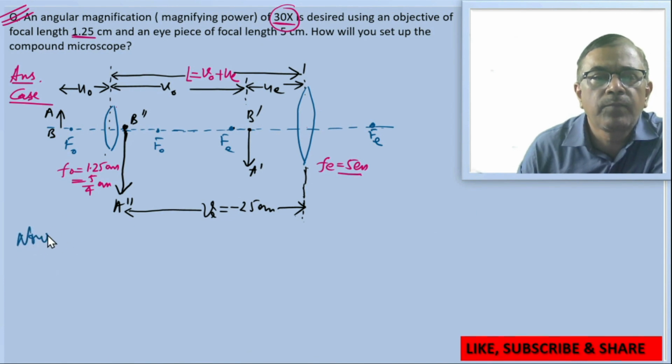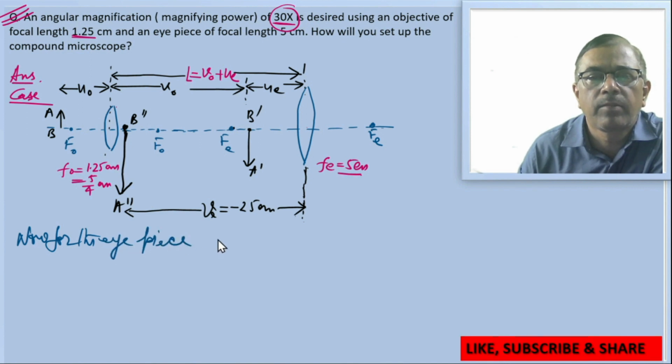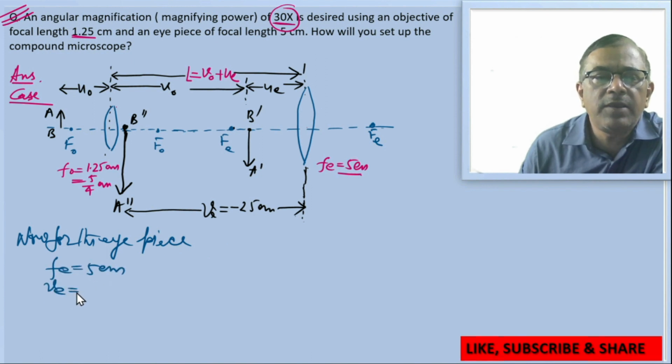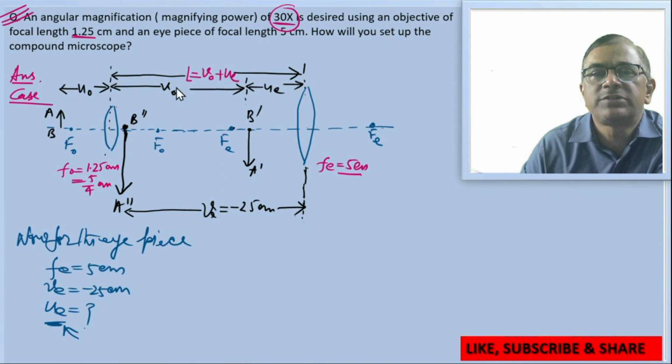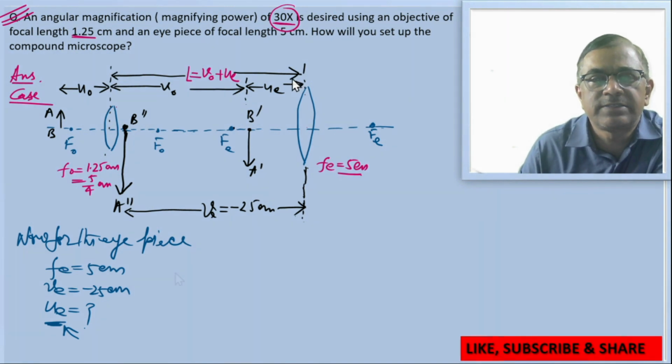Now for the eyepiece, FE equals 5 centimeter, VE equals minus 25 centimeter. Let's try to calculate how much should be the UE. So why am I interested in knowing UE? The reason being, we also want to find out the separation between the two lenses.